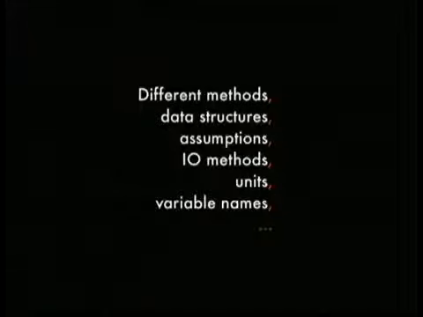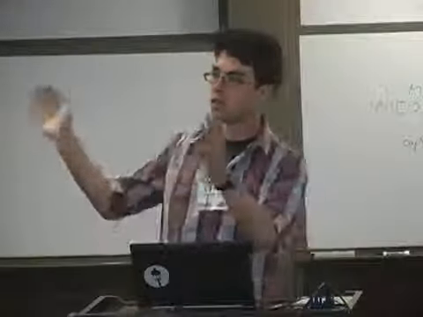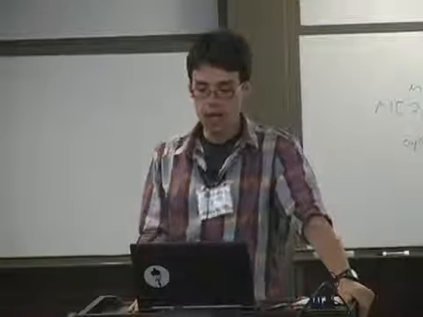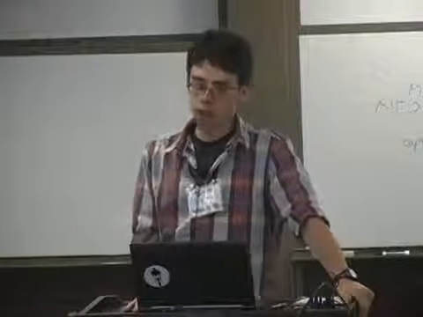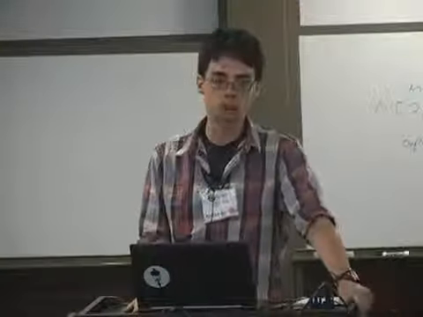They all have different methods, so methods of discretizing the fluid, methods of solving the gravity, methods of doing subgrid solvers, how do you handle star formation, on and on and on. They have different data structures, such as, some evolved based on a tree, others have octrees, there's patch-based, block-based, on and on. Assumptions about the way that fluid flows, I/O methods, units, variable names, and so on and so forth.